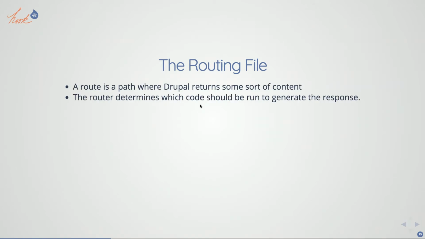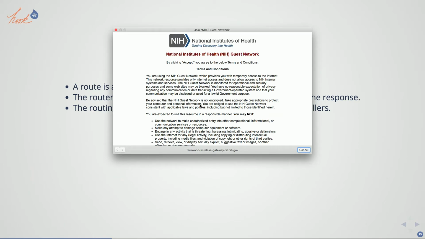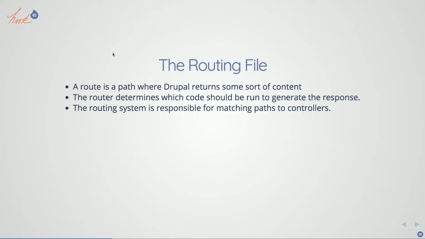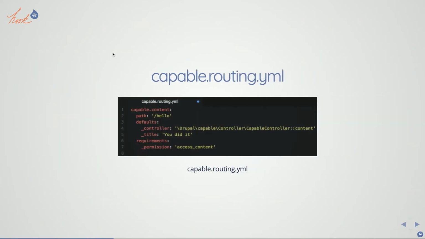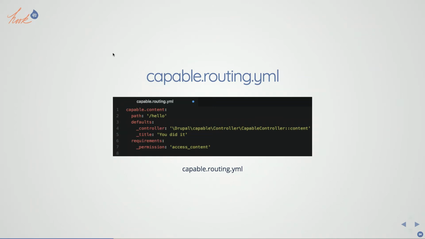A route is just a path where Drupal returns some sort of content, and the router determines when code should be run to generate this response. The routing system is responsible for matching paths to controllers. So when a user hits a specific web page, it will fire off something that does something with the controller. Okay, sorry, guys. Your routing file lives in the root of your module, and there's an example of a routing file.